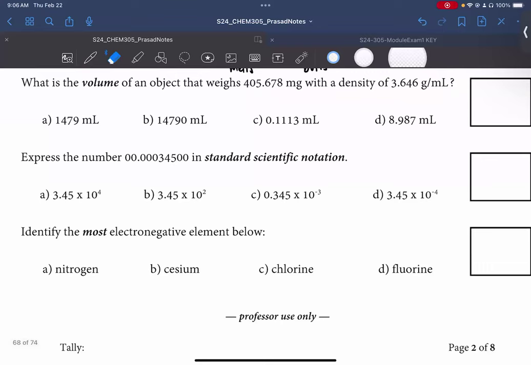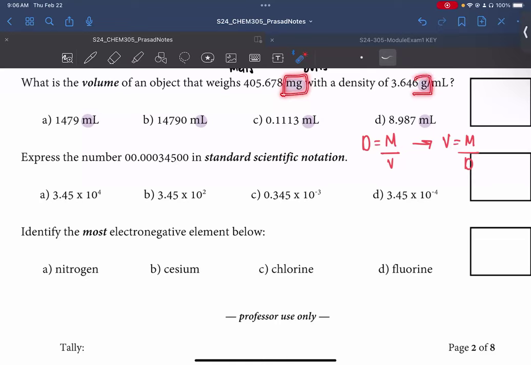What is the volume of an object that weighs 405.678 milligrams with a density of 3.646? For the most part, I think people got this, they remembered the formula correctly. They were able to get from the density formula to volume equals mass over density. The issue where people went wrong was not recognizing the difference in units. Milliliters are consistent, so you don't need to do a conversion on that, but recognize that here you have milligrams and here you have grams. Upon doing the conversion, the final answer becomes C. So in other words, people did the math right. They just used the wrong number if they made a mistake here.